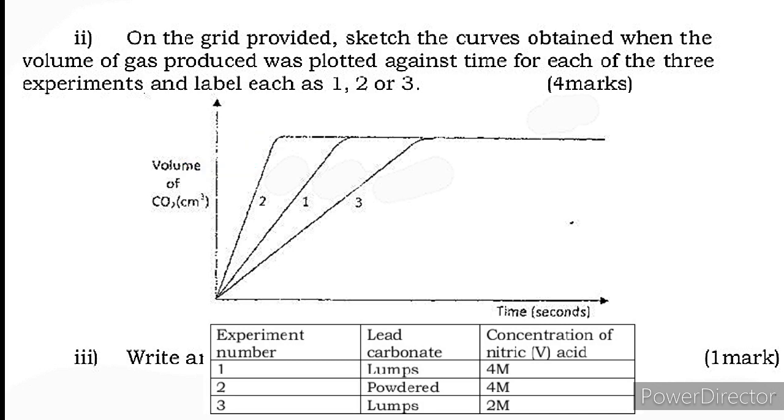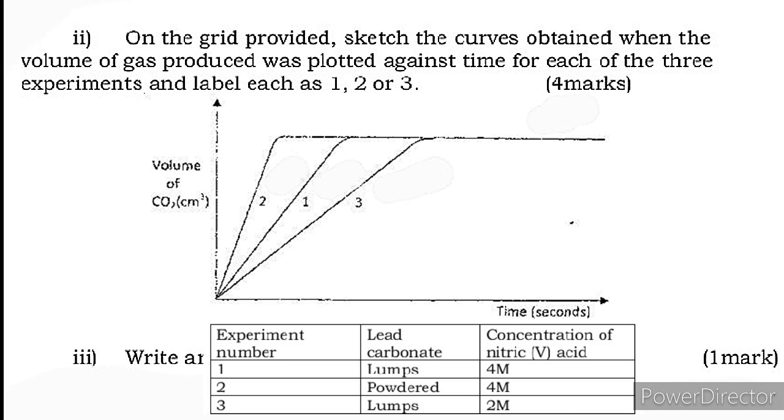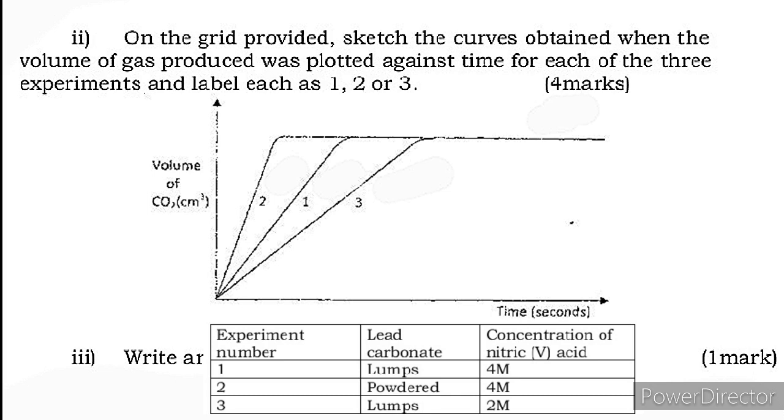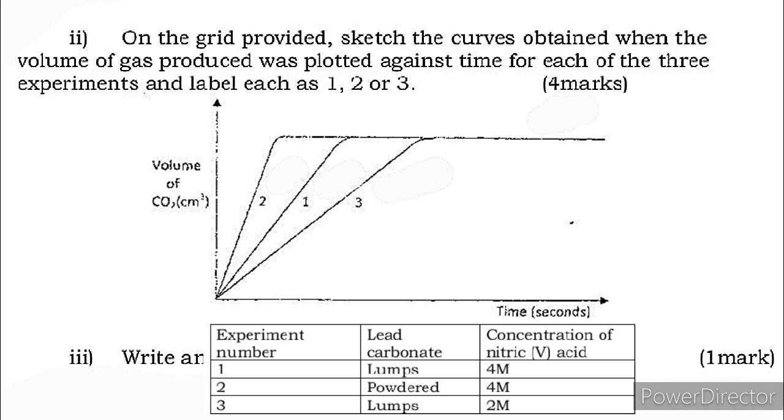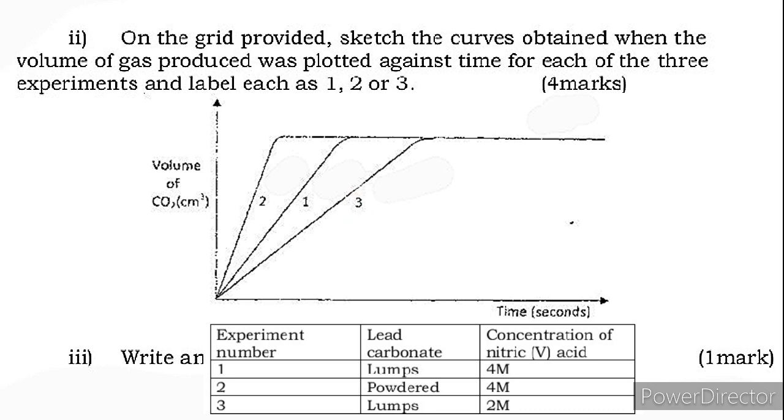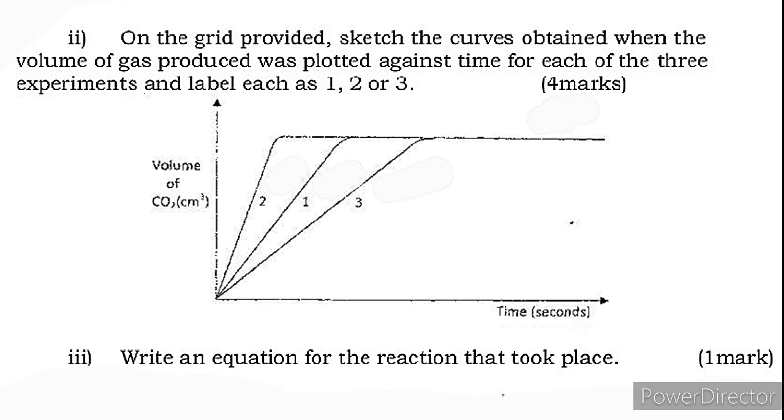Now the second fastest reaction will be of experiment 1. Now experiment 1 and 3 both have lumps of lead (II) carbonate. The difference is that experiment 1 uses 4 molar nitric acid while experiment 3 uses 2 molar nitric acid. So therefore, the second fastest reaction will be experiment number 1. This will have the second steepest curve. And the slowest reaction of the 3 is going to be experiment 3 because the lead (II) carbonate is in lumps and it has the lowest concentration of nitric acid.